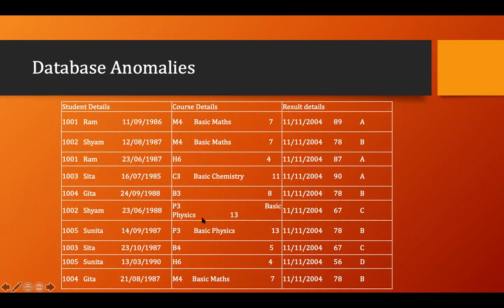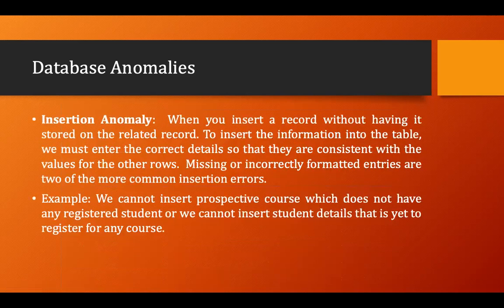Now, what happened in the big table? We feel or detect some anomalies. Let's first talk about the insertion anomaly. What is that? When you insert a record without having it stored in the related record, to insert the information into the table, we must enter the correct details so that they are consistent with the values of the other rows. Missing or incorrectly formatted entries are two of the more common insertion errors.